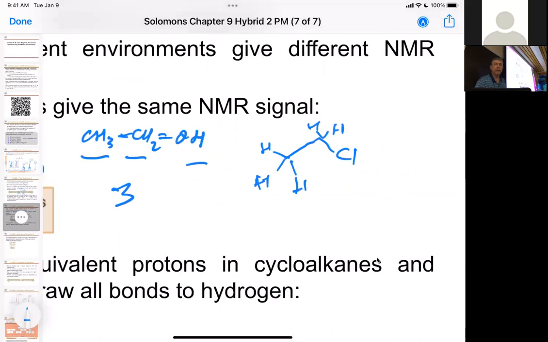How many signals do we have here? That's an H, that's an H. So these 3 hydrogens right here are different than those 2 hydrogens. So we're going to have 1 signal here, 2 signals there, and a second signal here. So this one's going to have 2 signals. Do you see what I mean by different electronic environment? Okay, so just look at what it's bonded to, and if 2 of them are looking pretty close, you might want to look at it again.